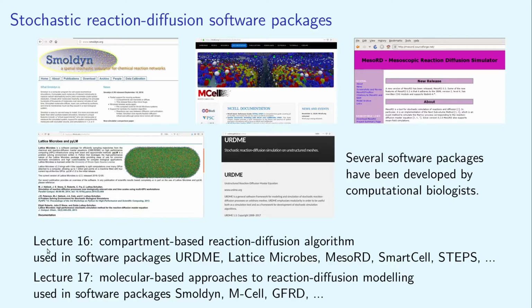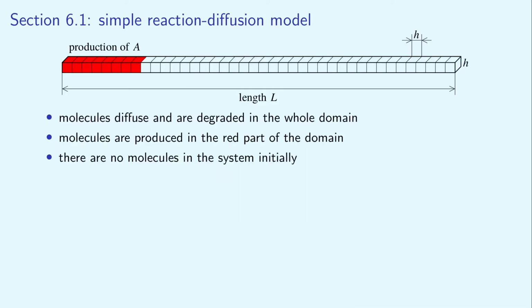In lecture 16, we will discuss a compartment-based reaction diffusion algorithm, which is used in software packages URDME, Lattice Microbes, MesoRD, Smart Cell Steps, etc. Molecular-based approaches to stochastic reaction diffusion modeling are used in software packages called Smoldyn, MCell, Green's function reaction dynamics, and many others. In section 6.1, we use an effectively one-dimensional problem.